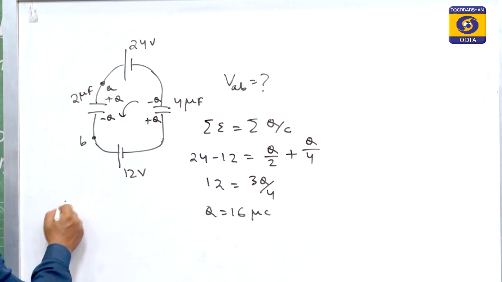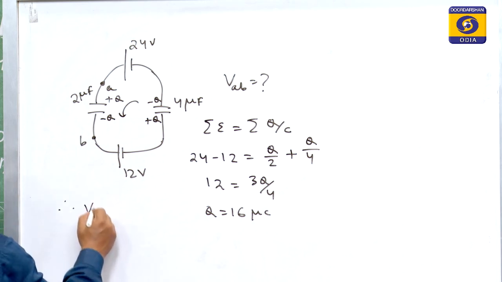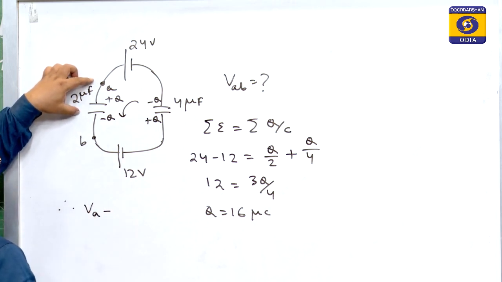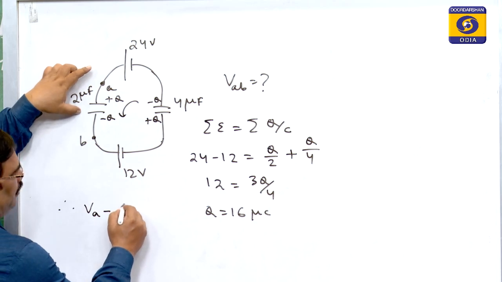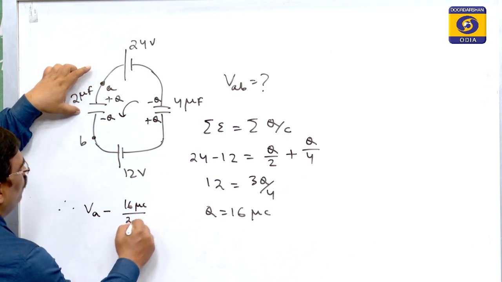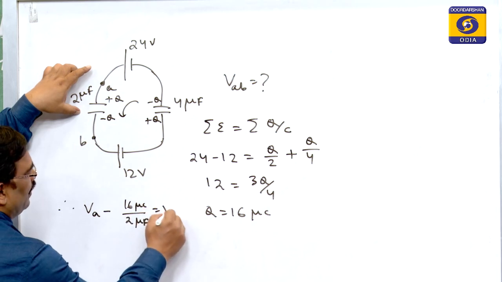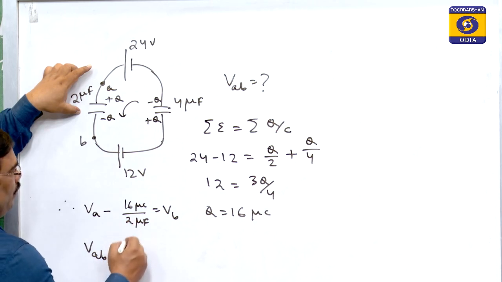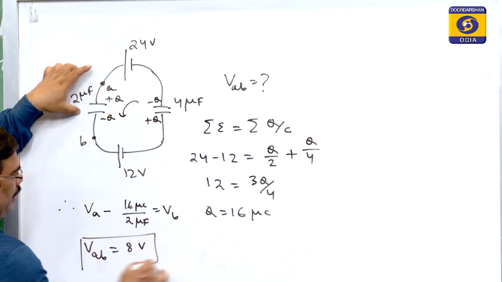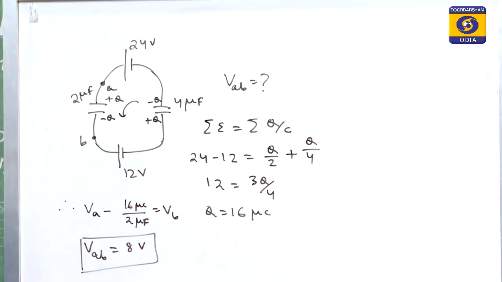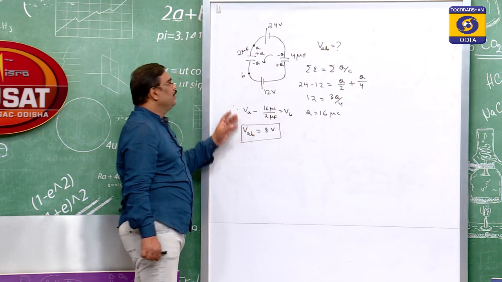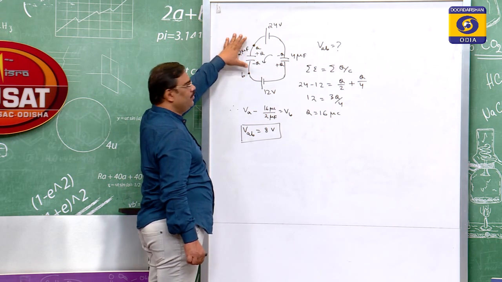So, therefore, if I come from VA, then it is minus Q by C. Q is 16 microcoulomb divided by 2 microfarad, and we come up at VB. So, my VAB will be equal to 8 volt. So, the potential difference between the points A and B is 8 volt. So, in this way, by using Kirchhoff's law, we can find out the potential difference between any 2 points.